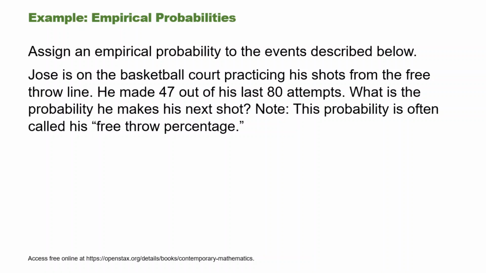If we're predicting his next shot based on his past experience, and he's made 47 out of the last 80, then that probability is 47 out of 80. And this, as an exact decimal, is equal to 0.5875. So if you are into sports, you might be interested to know that he makes about, at least based on this information here, about 59% of his free throw shots.